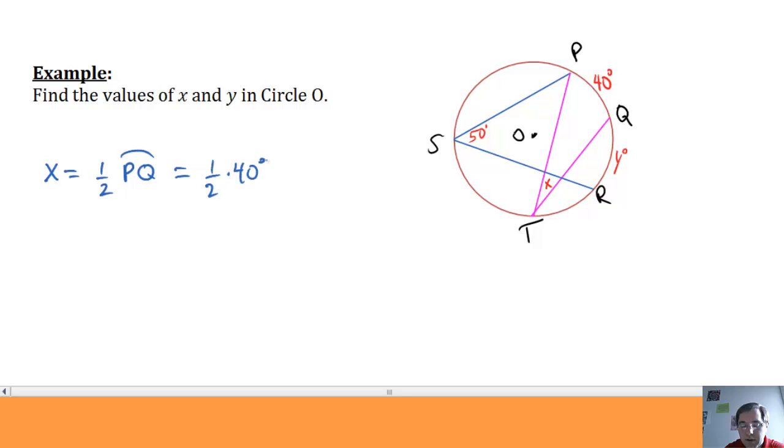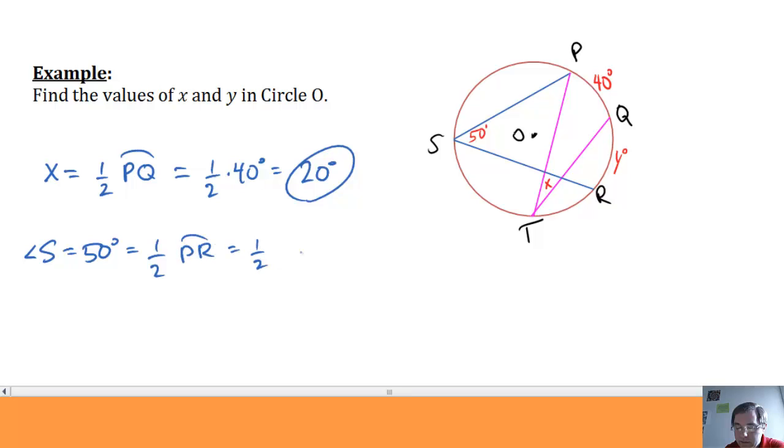Okay, x is an inscribed angle. Its measure is half of its intercepted arc. Angle S is 50 degrees. So angle S, which is 50 degrees, is half of arc PR. But arc PR is 40 degrees plus y. So this is how we're going to find y. We're going to take this equation that 50 equals 1/2 of 40 plus y, and we're going to solve that for y. First we need to multiply both sides by 2 to get rid of that 1/2. So 100 is 40 plus y, which means y is going to be 100 minus 40, or 60 degrees.